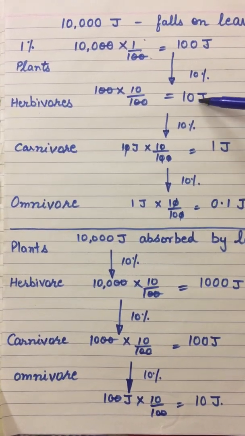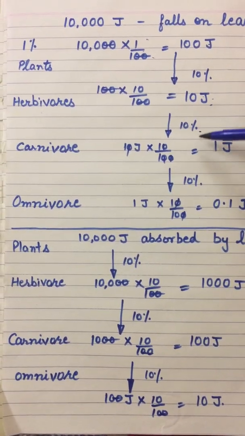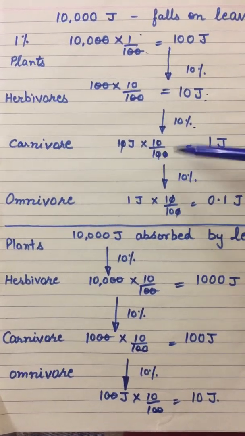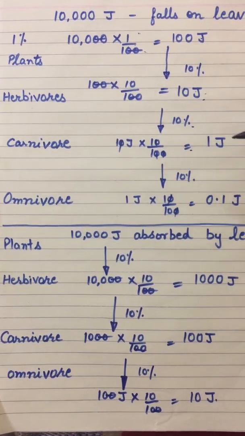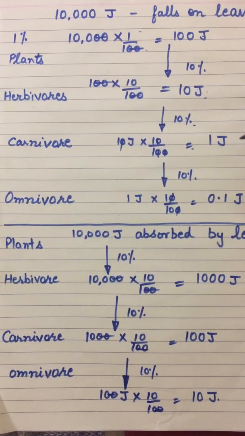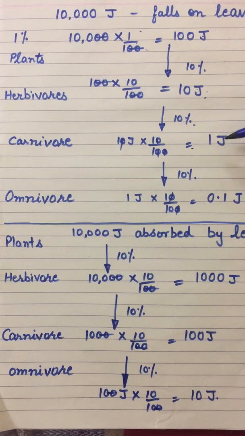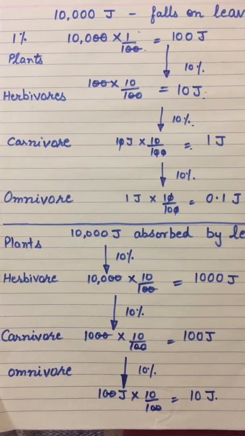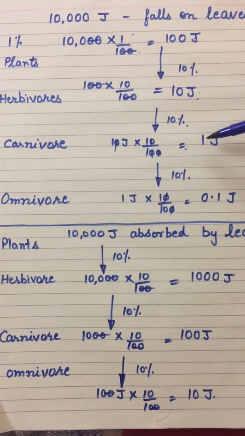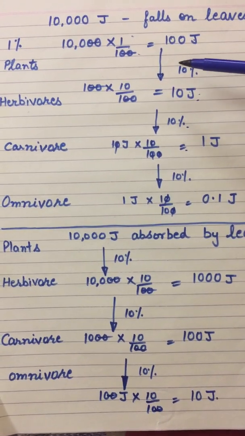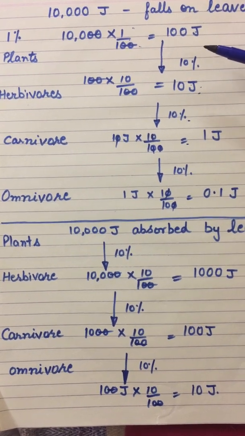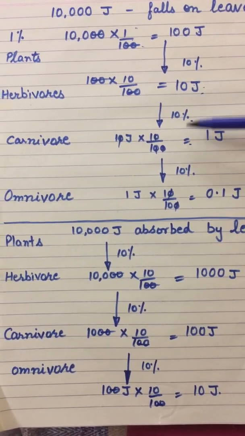Now of 10 joule, only 10% goes to the carnivores. So 10% of 10 joule is 1 joule. Only 1 joule of energy goes to the carnivore. And from 1 joule, only 0.1 joule of energy goes to the omnivore. This is the 10% law, which states that only 10% of energy goes to the next trophic level.